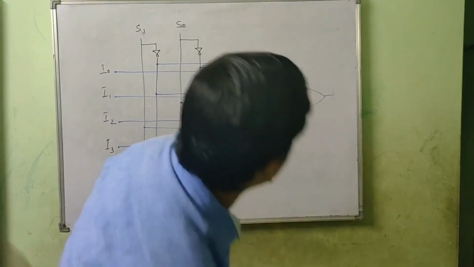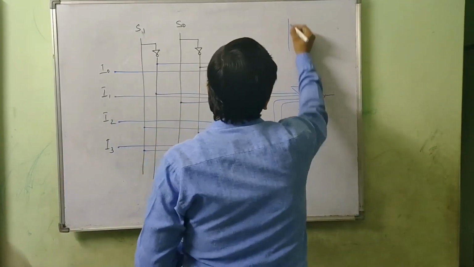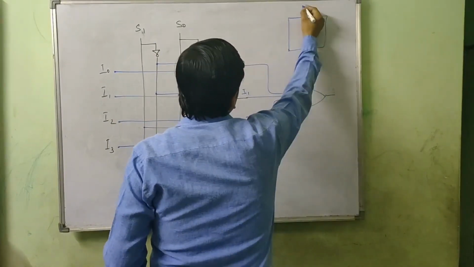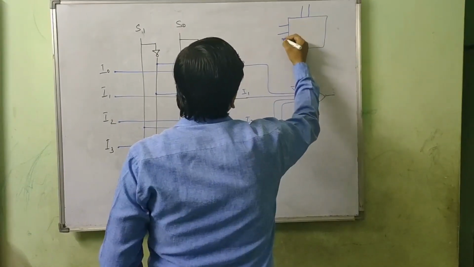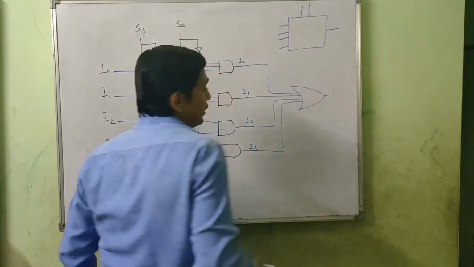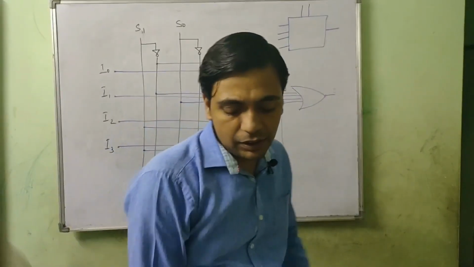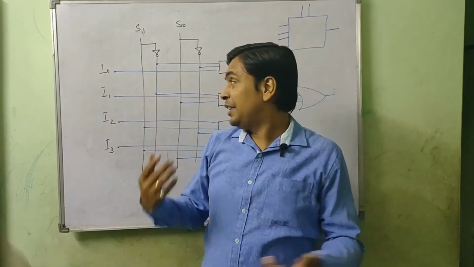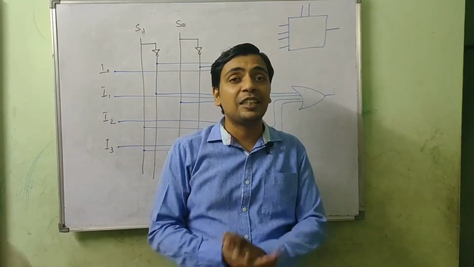One more thing, one block diagram. If you want to represent a block diagram of it, there will be 2 selection lines, 4 input lines and 1 output line, right? So this is a multiplexer, and with that topic, today's lecture is over.